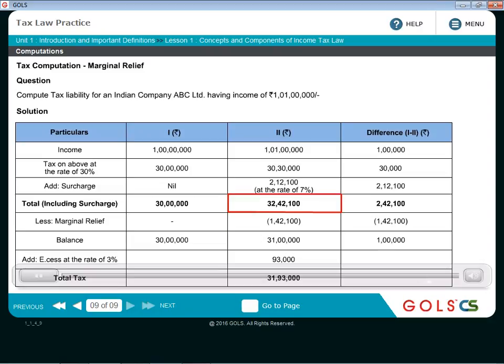Once we reduce 1,42,100 from 32,42,100 rupees, the balance amount would be treated as 31 lakhs. On this 31 lakhs, you are supposed to calculate education cess at the rate of 3%, which is 93,000. So the total tax payable by the assessee company is rupees 31,93,000.